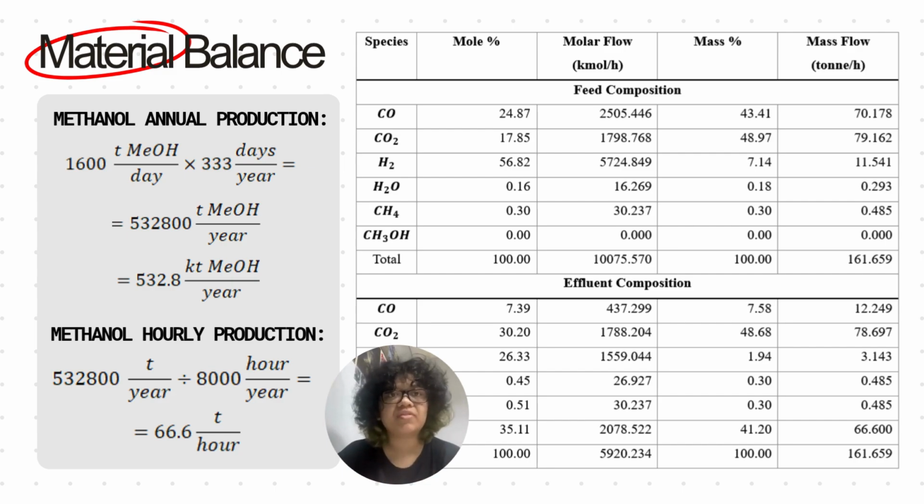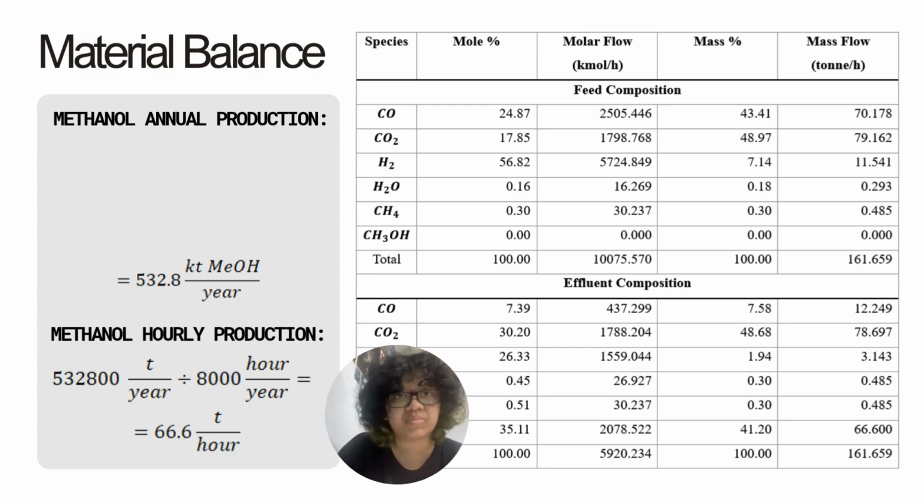Here we see the table of the feed composition into the methanol reactor. It consists of syngas, which is the CO, CO2, the H2, and also water and inert methane. And we can see that there's still no methanol present in the reactants. And then in the effluent, we can see that some of it converts to methanol. The mass balance is done to ensure that we are able to achieve 66.6 tons of methanol per hour.